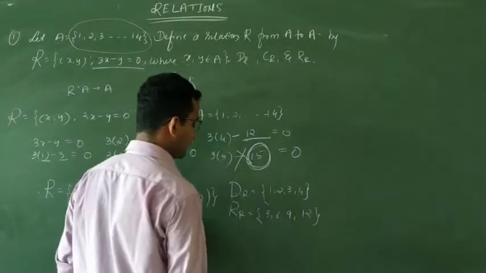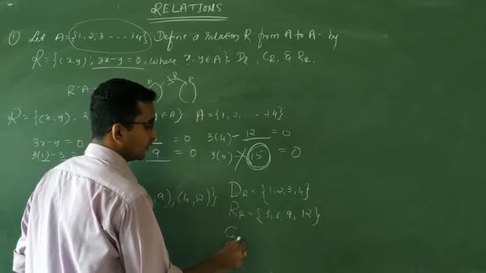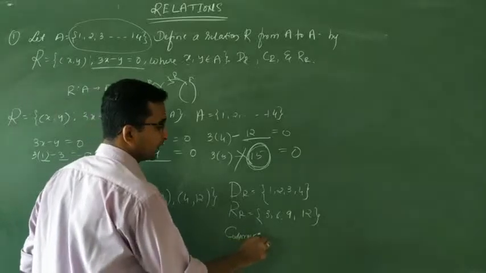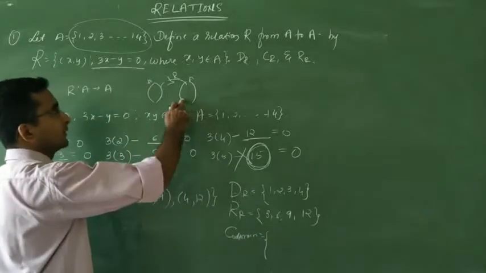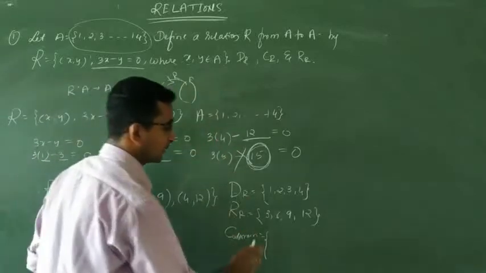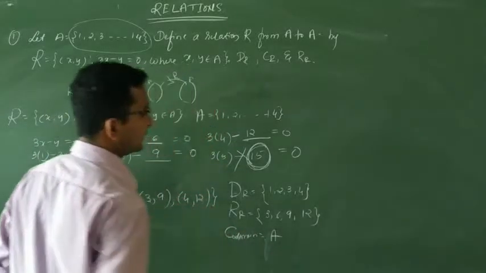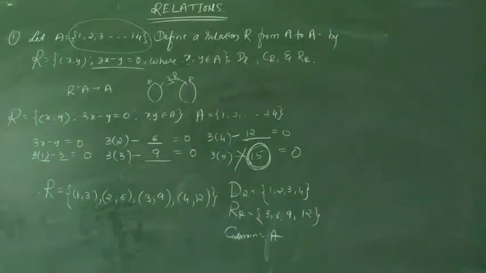Then what is the codomain? Codomain means the second element of the set. The second element of the set is nothing but A. The codomain I can write as the set A. So that is the solution for this example. Okay. So once you read it properly and solve it, it is very easy to solve. Got it? Okay. The third example I will take.